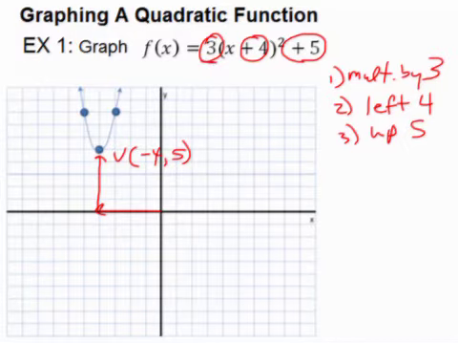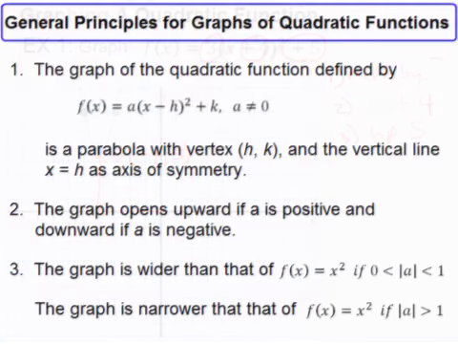This leads us to some general principles for the graphs of quadratic functions. The first principle is the graph of a quadratic function is defined by f of x equals a times the quantity x minus h squared plus k, where a cannot be 0. This is a parabola with the vertex at (h, k), and the vertical line x equals h as its axis of symmetry. 2. The graph will open upward if a is positive and downward if a is negative.